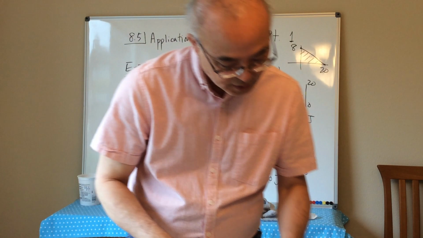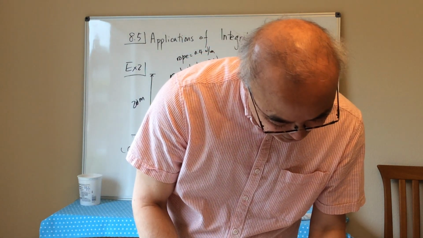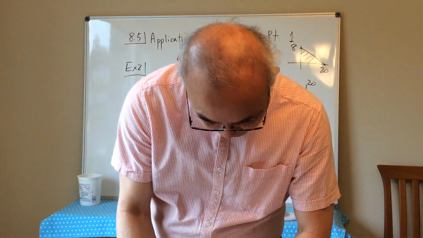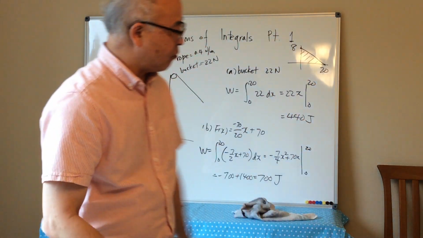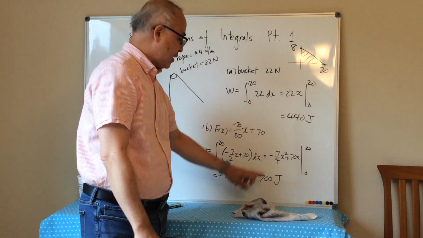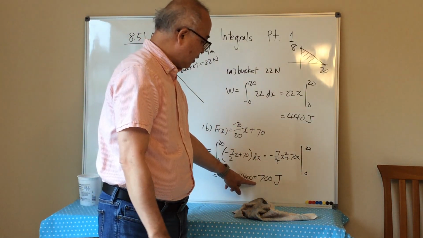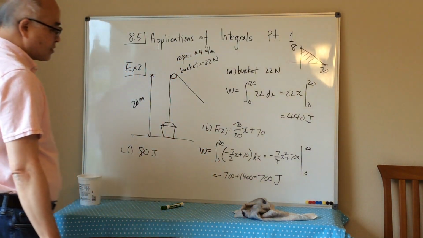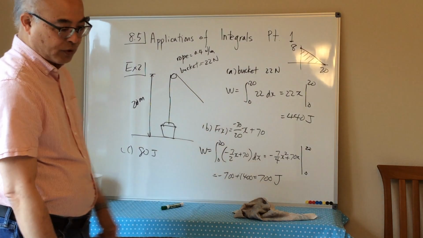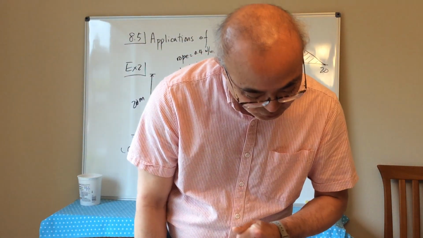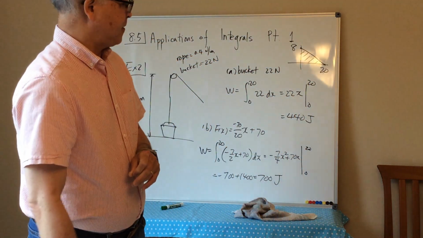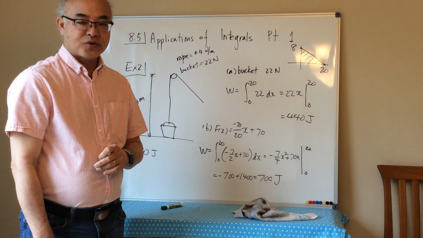And then D. Lifting the bucket, water, and rope together would be nothing more than adding this to this to this. So we're going to have 1140 plus 80, so it looks like 1220 joules. Yes, 1220 joules. Okay, so we'll stop here today.